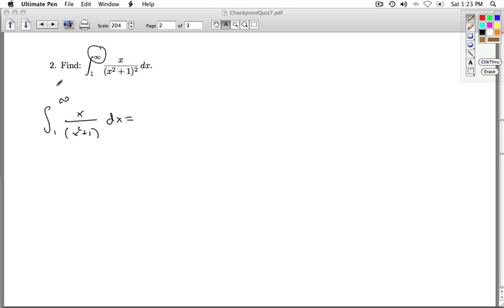So what do we mean by the integral from 0 to infinity? Well, we mean that it's the limit as b goes to infinity of the integral from 1 to b of x over x squared plus 1 squared dx, provided this limit exists. So what we need to do is go off and find the antiderivative of x over x squared plus 1 quantity squared.